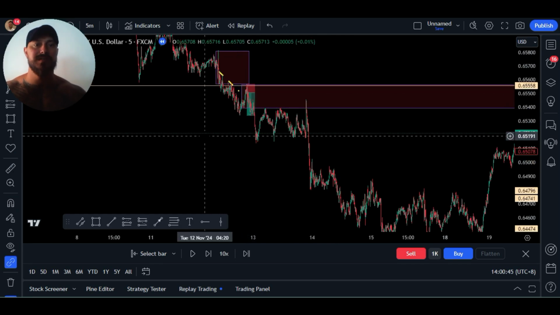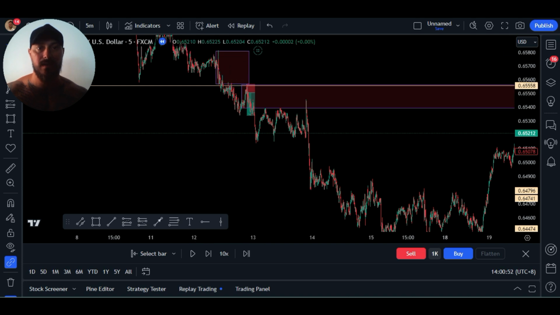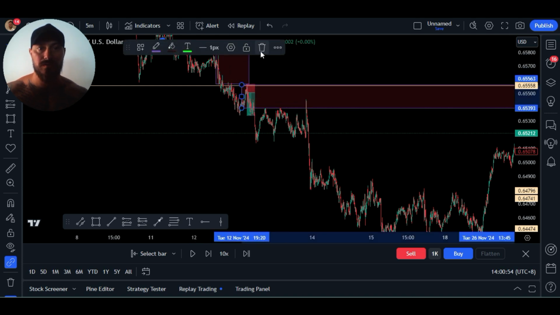Okay, now moving into our second example. I've been trading AUD USD a lot because we've been in a very strong downtrend. So first we need to identify the areas we're looking to go short.